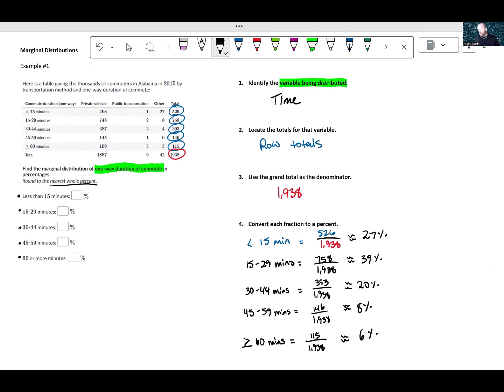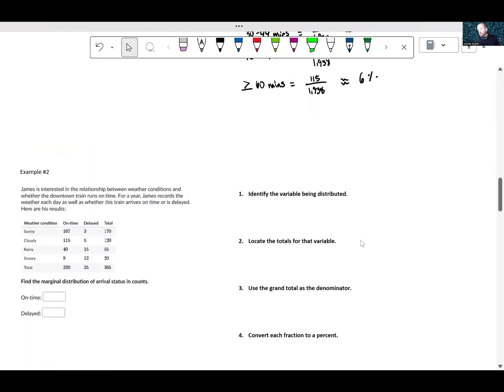So just identifying that we're looking at the row totals and we're using our grand total as our denominator for this marginal distribution is the key idea for this one. So we're looking at the margins or the edge of the table data for these. Let's look at one more and then we'll jump to conditional distributions.